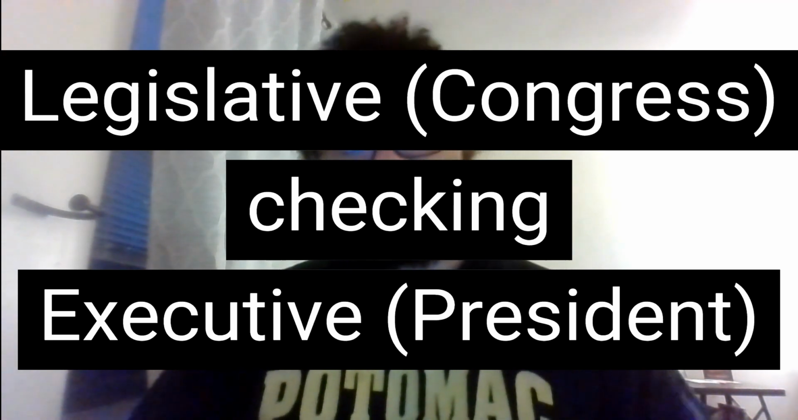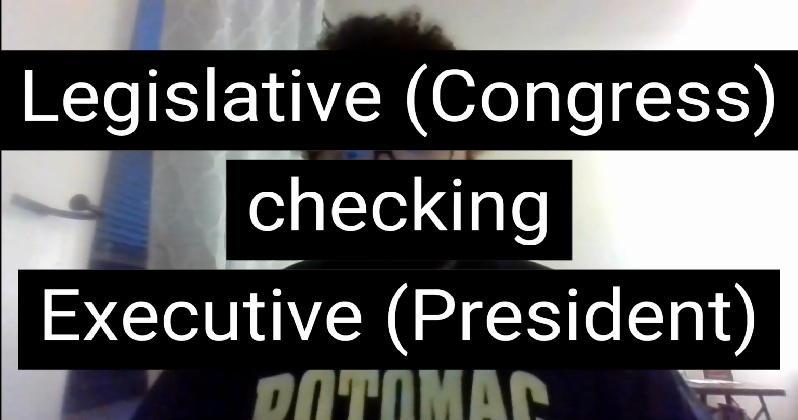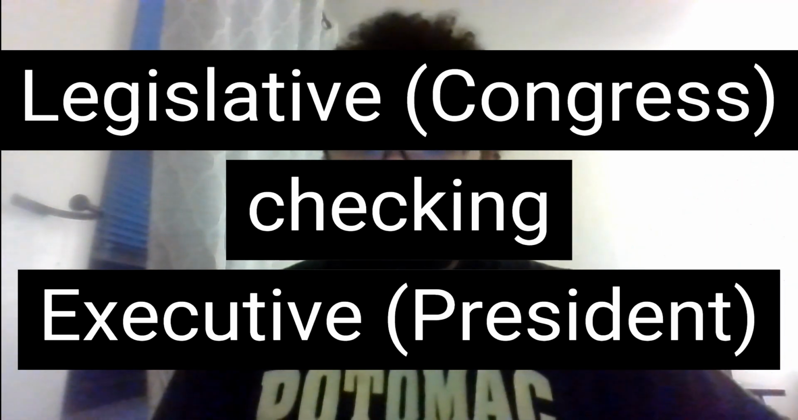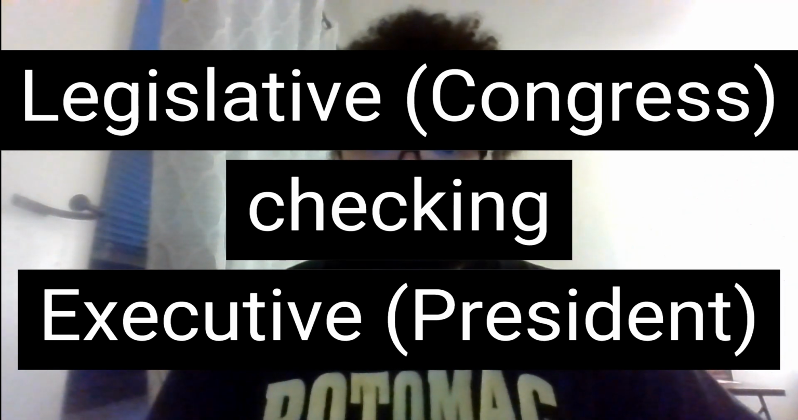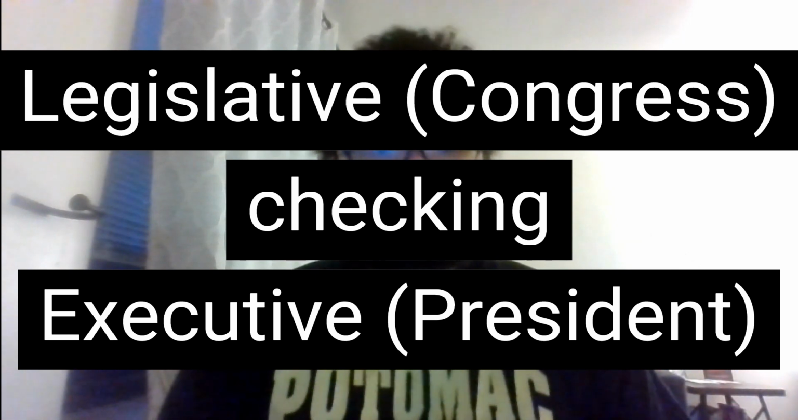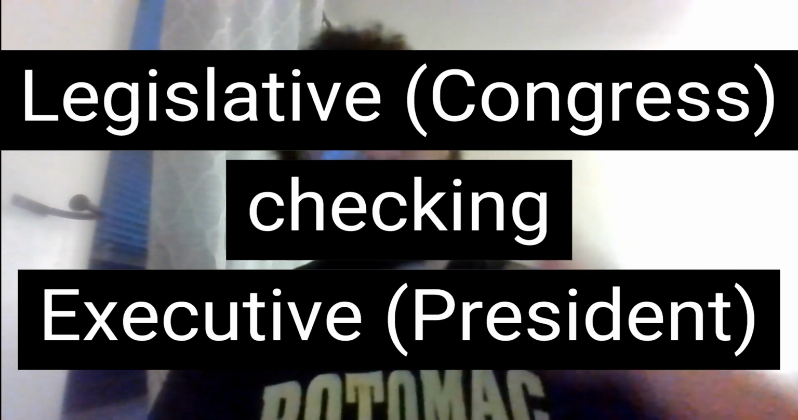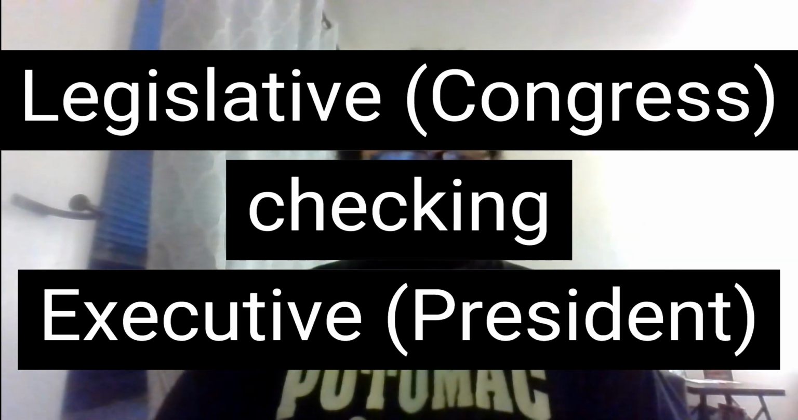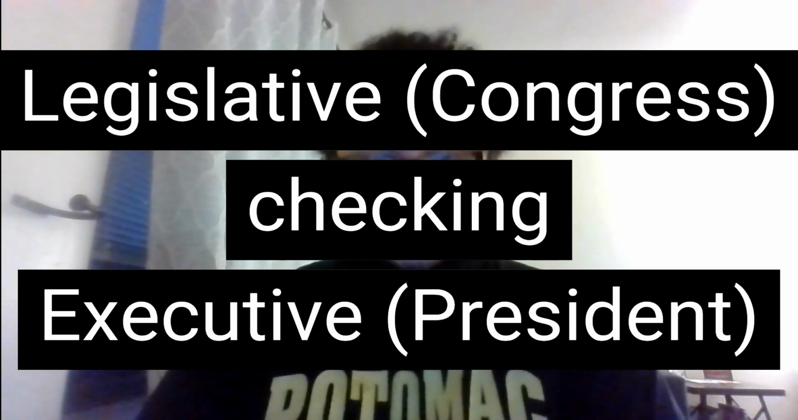Congress then has to approve those appointments. So if the president puts someone forward who Congress does not think is fit for the job, they can deny that request from the president, and the president would have to nominate somebody else. That's how the president checks the executive branch.